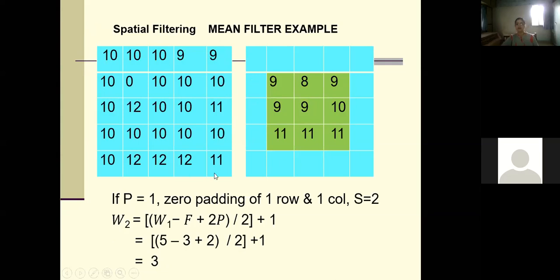Now consider one more example. If P is 1 and stride rate is 2, now tell me what is the resultant image size. If P is 1 and we consider stride of 2, if we scroll the mask by 2 and not by 1, what is the resultant image size? Assume all other parameters are the same in this example, except the stride parameter.